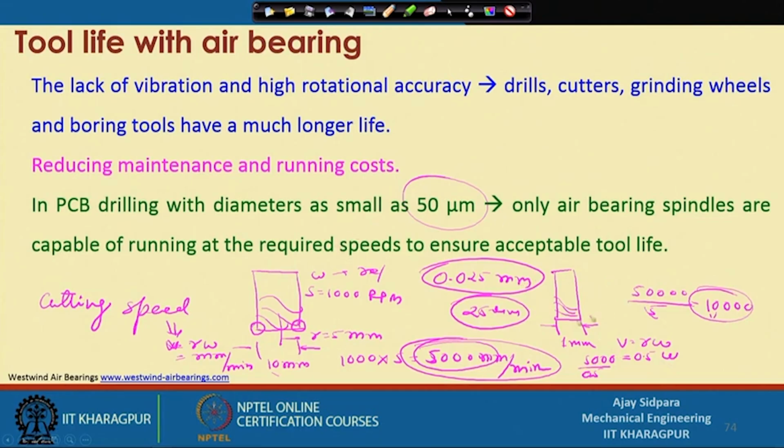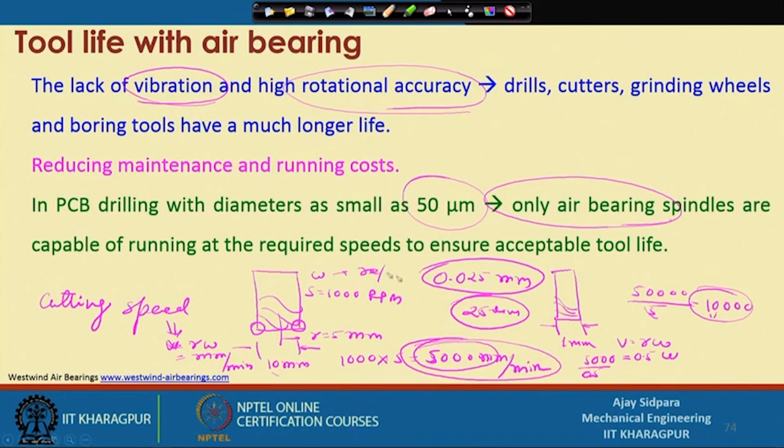So, if you are working with this, only an air bearing will work, because when you are rotating at 2 lakh rpm or 3 lakh rpm, there should not be vibration, because even a small sub-micron vibration is enough to break this tool. Similarly, it should be free from run out. That means run out should be within a prescribed limit, or whatever is the allowable limit.